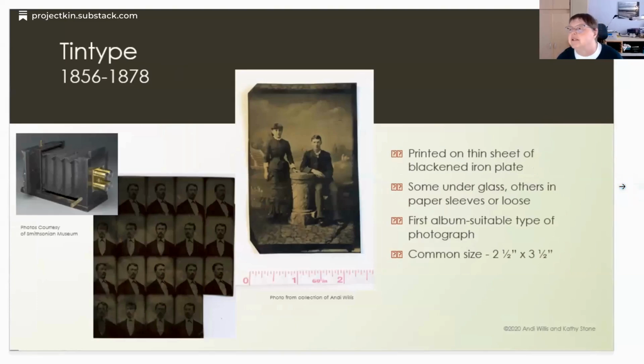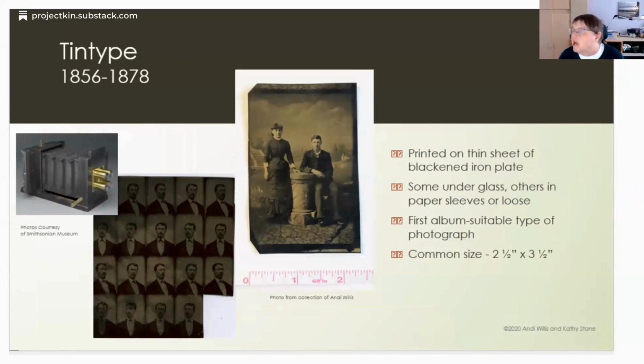And then came tintypes. Tintypes were around for quite a long time, from the mid 1850s to around 1878 or a bit longer. They were printed on a blackened iron plate, or a piece of tin, hence the name tintype. Some are under glass, others are in paper sleeves, or they're just loose, which also can help us with the dating, depending on what they're contained in.